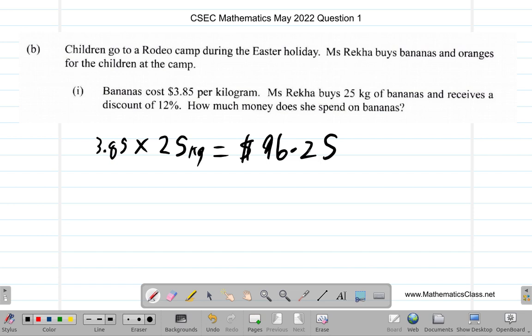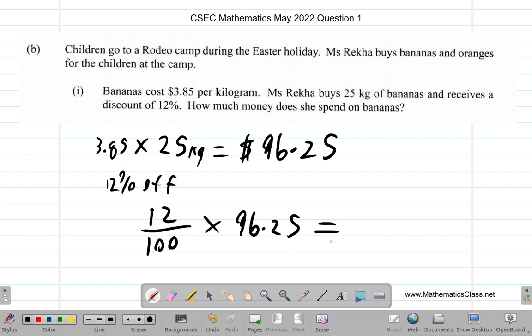So that's 12% off. Per means out of, cent means 100. It comes from a word, centrum, I think it's some Latin word, meaning 100. Off means multiply, of $96.25. So 12% of 96.25 is what?